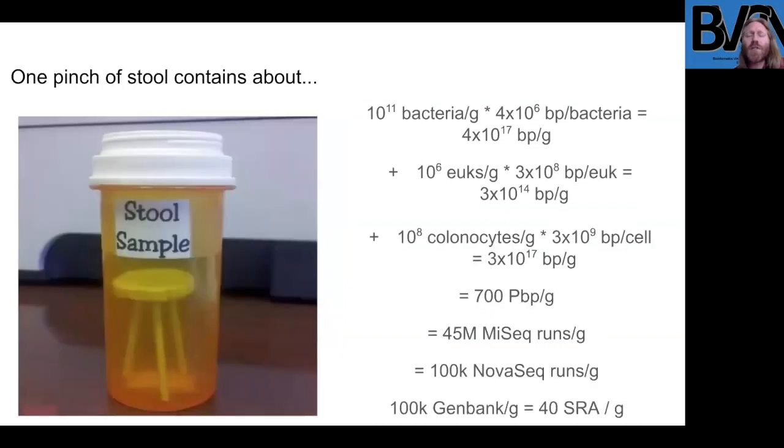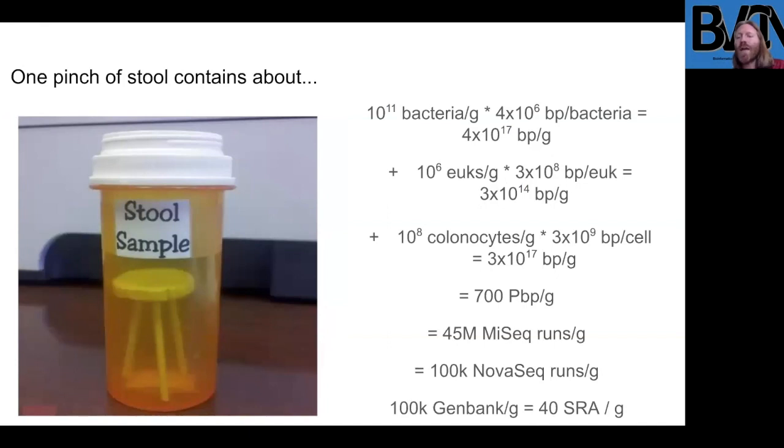And if you look at stool, feces, it's even more. So there's something like 10 to the 11 bacteria, a whole bunch of eukaryotes in the form of fungi and protists, and human cells as well, the colonocytes. So there's something like 700 petabase pairs of DNA in every gram of stool.